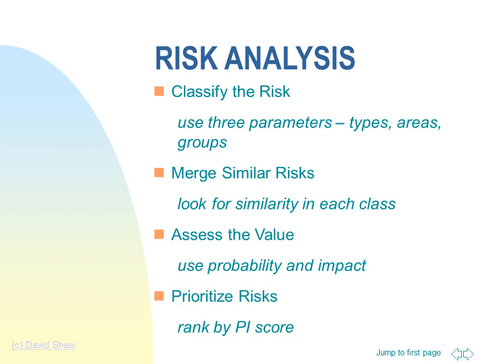We analyze risks by classifying them, merging similar risks, assessing the value, and then prioritizing the risks for action. We classify risks based on type, area, and group. Because we have used a standard syntax, it is easy to search for similar or duplicate risks. We assess the value using probability and impact. Finally, we can prioritize risks based on probability and impact PI scores, and we will see how to do that shortly.